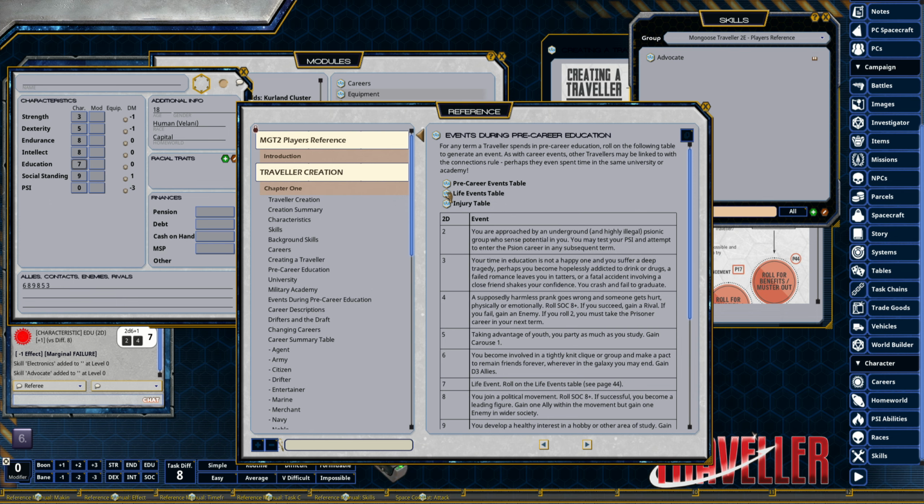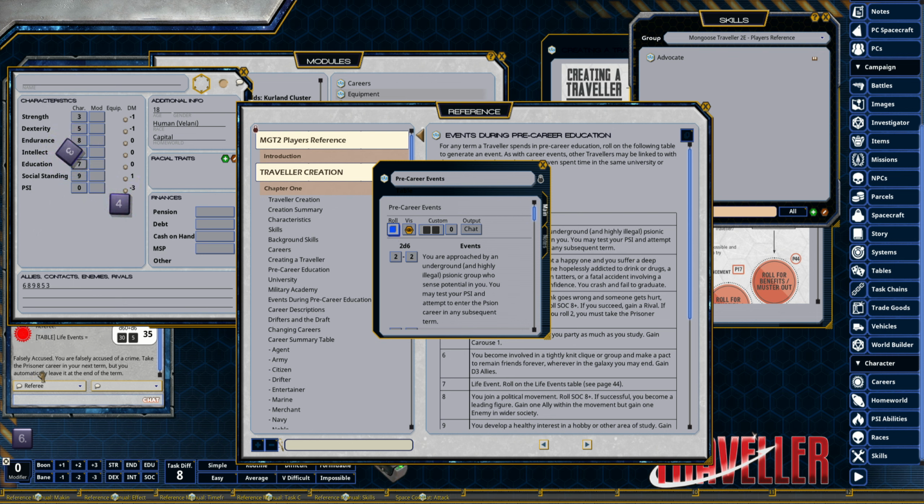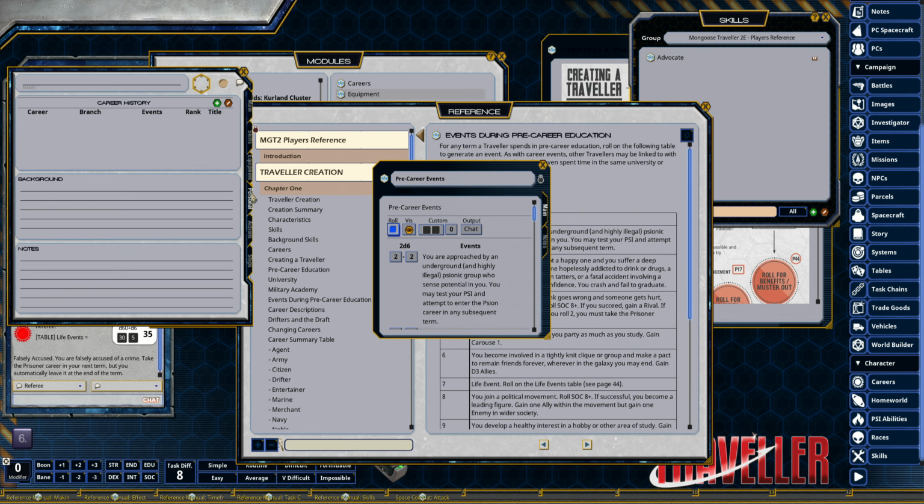So we roll for a pre-career event on the pre-career events table. Let's roll it. We get a 3. Falsely accused. I'm falsely accused of a crime. Take the prisoner career in my next term, but I automatically leave it at the end of the term. Wow. Okay. So I get arrested for something.